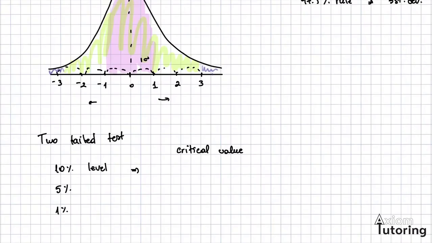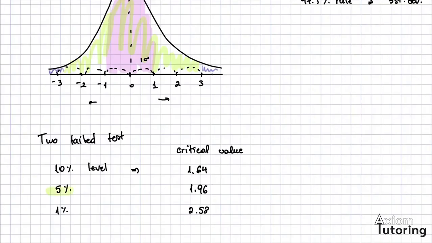Remember, even if we're looking at the t-table, the moment that it collapses into the standard normal distribution as the sample size gets larger, we start calling them critical values. So 10%, this is 1.64. 5%, this is 1.96, and 1% is 2.58.